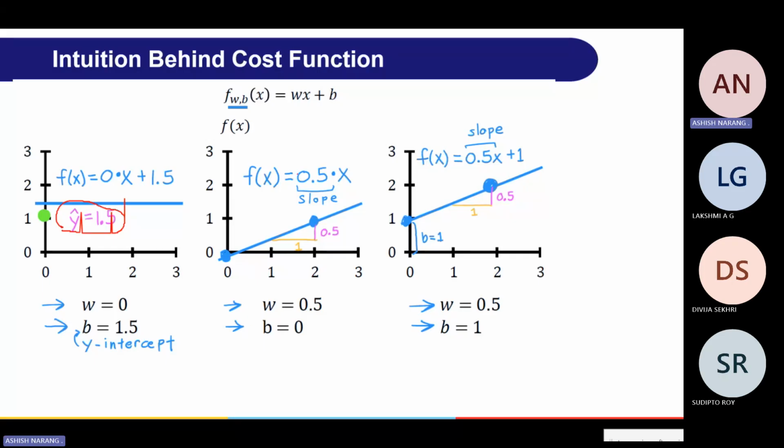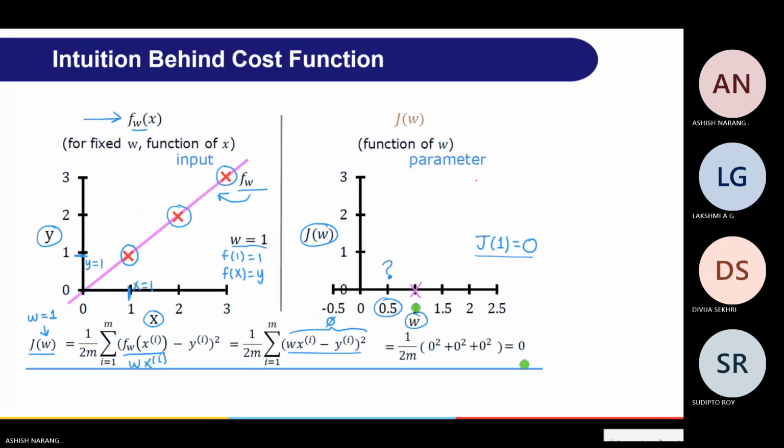So if one particular weight is 0, the other is not. Here W is 0.5 and B is 0. This is the kind of line that you are going to get. And if W is 0.5 and B is 1, then this is the line. This is a combination of these two lines. From here it is starting and here it is ending. And now you see how the cost changes when you are varying these aspects, right?